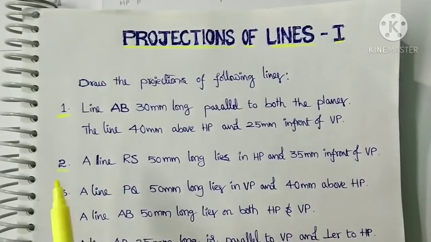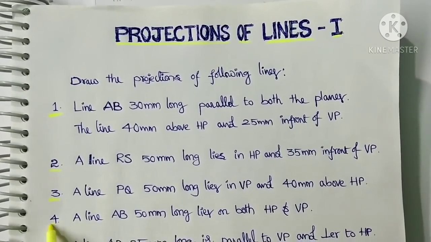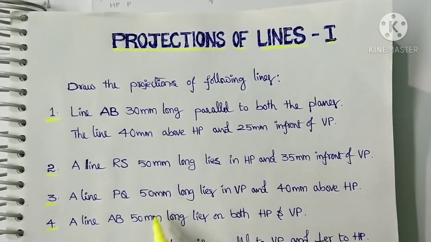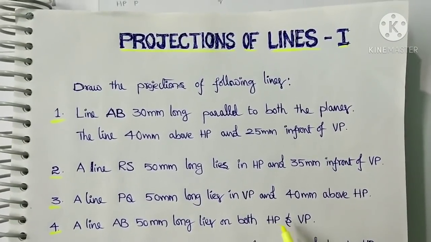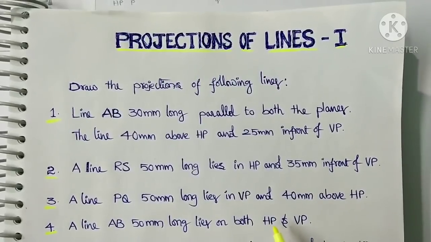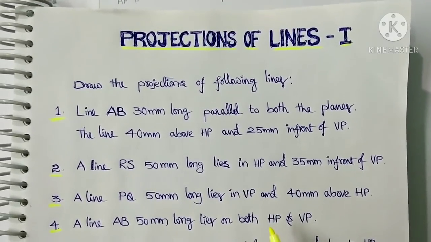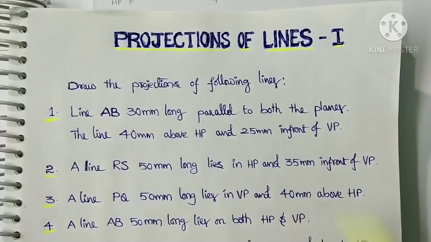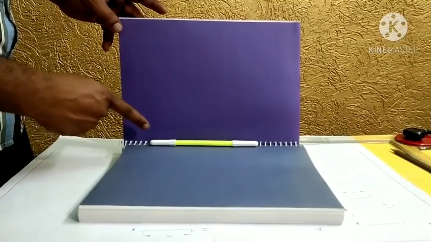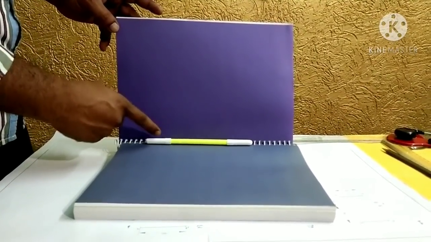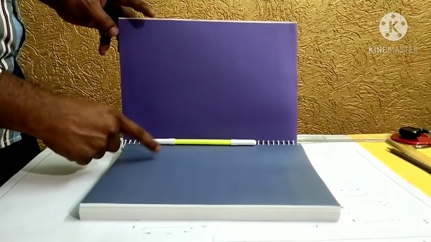Yes, coming to problem number 4, here a line AB, 50 mm long, lies on both HP and VP. Both HP and VP means that it is located exactly on the reference line. So let me show you the position of the line with respect to the HP and VP. According to the given condition, here the line is touching the vertical plane, and similarly the horizontal plane.